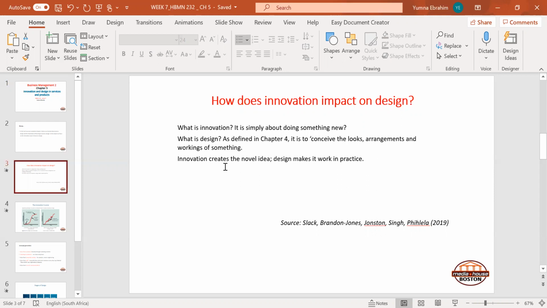So innovation, if we were to use a definition, creates novel ideas. Design makes it work in practice. For example, Steve Jobs created the novel idea of the Mac computer, I think in the late 70s. It then had to be designed so that it could work, and that it would deliver the service or the idea of having a computer with a certain amount of speed, a certain amount of capability, etc.